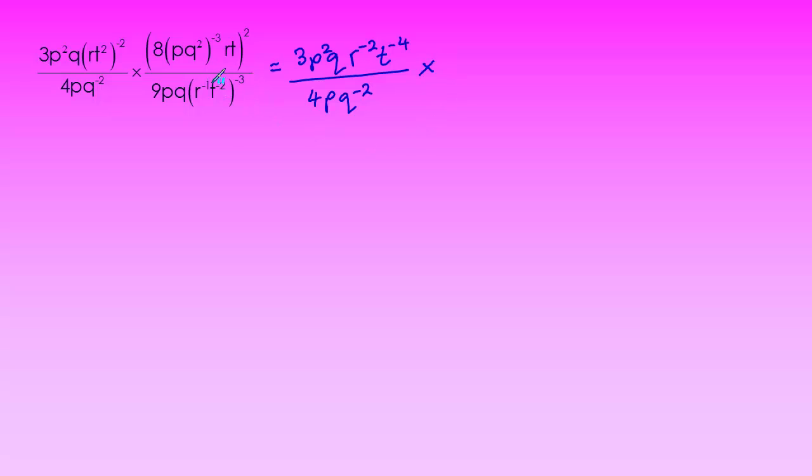Now coming to here, the 8 is inside the bracket, so it's going to get squared. The pq squared to the negative 3 is going to get squared as well. So let's just write that as pq squared. Negative 3 times 2 is negative 6. And then we'll have r squared t squared.